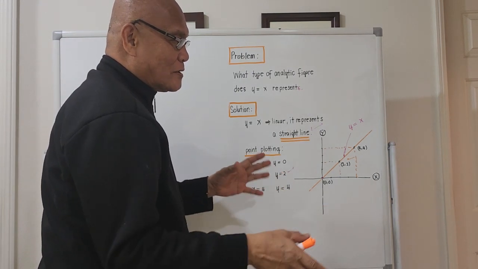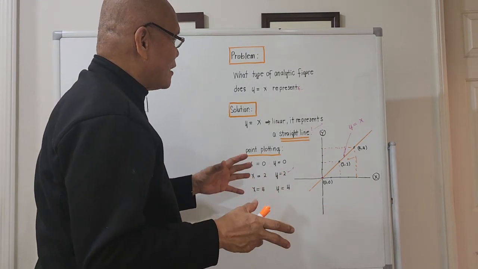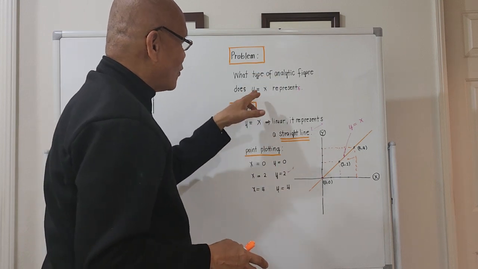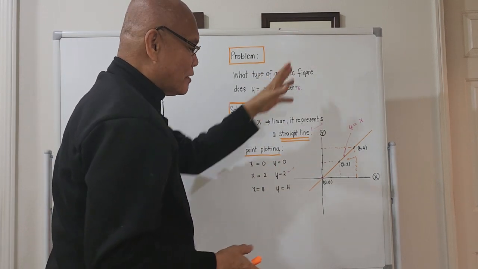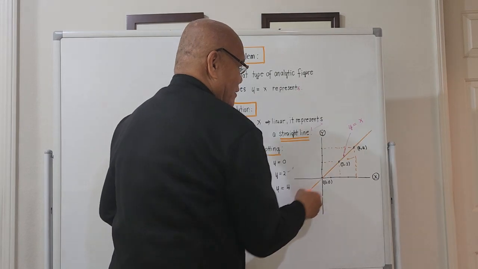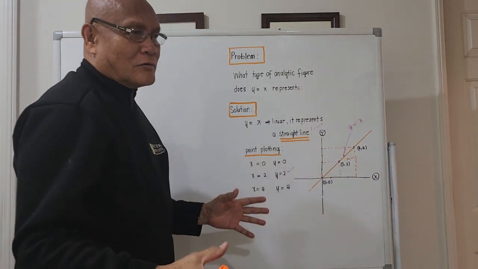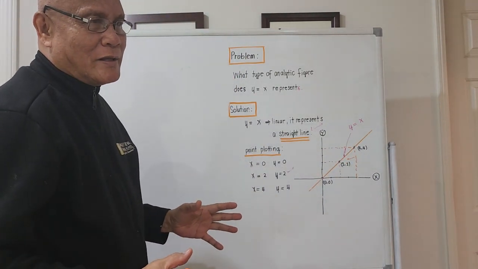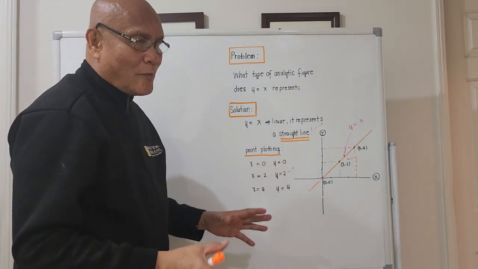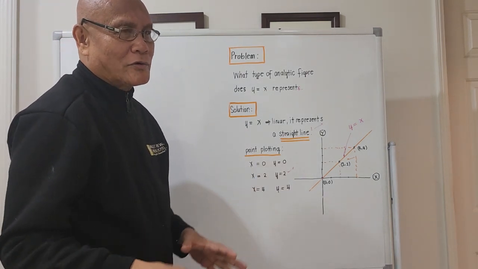So the problem is asking what kind of analytic figure does y equal to x represent. It is a straight line. Okay? So our topic for tonight is actually analytic geometry in combination with algebraic equation.